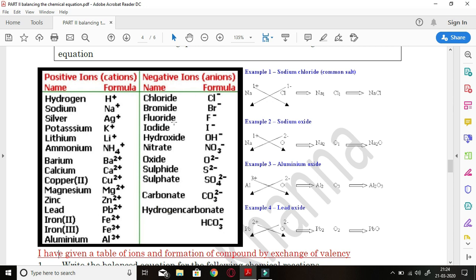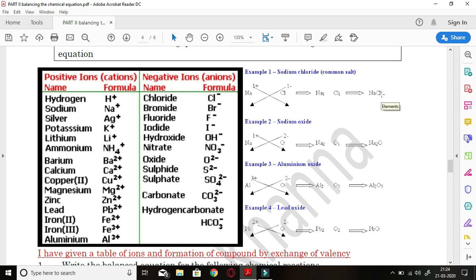For example, if we take sodium chloride, sodium is positive in charge, that will come first, followed by the chloride ion. Now you will pick up sodium from the formula given here, Na plus, and chloride from the other, Cl minus. So I have written it with the valency. You know how to make the formulas. Now there will be exchange of valencies, Na1 and Cl1, and the compound formed will be NaCl.